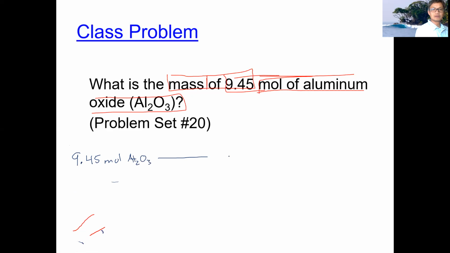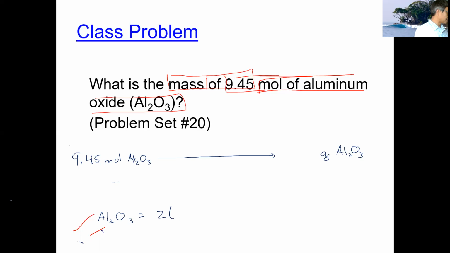Al2O3, and we're going to be solving for the mass, in grams, of aluminum oxide. Okay, all right, so let's go ahead and get the molar mass of aluminum oxide. Let's write that down here. Aluminum oxide is then 2 aluminum atoms.